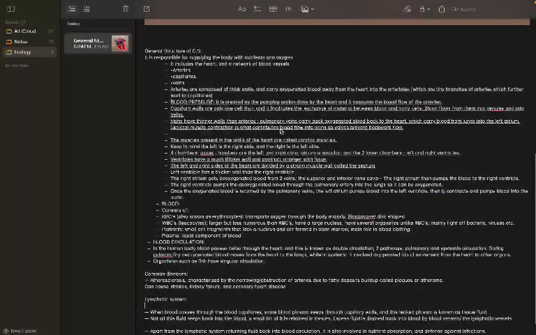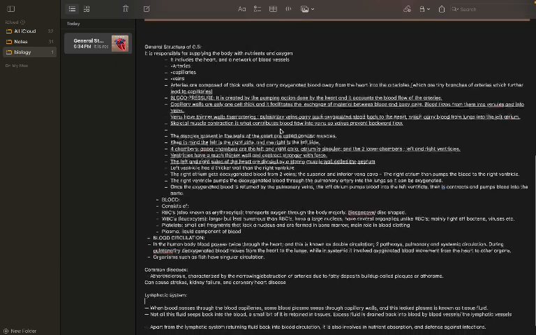Now, the general structure of the circulatory system. The circulatory system in general is responsible for supplying the body with nutrients and oxygen. It includes the heart and a network of blood vessels. These blood vessels are arteries, capillaries, and veins. Now, arteries are composed of thick walls. They carry oxygenated blood away from the heart into the arterioles, which are tiny branches of arteries which further lead to capillaries.